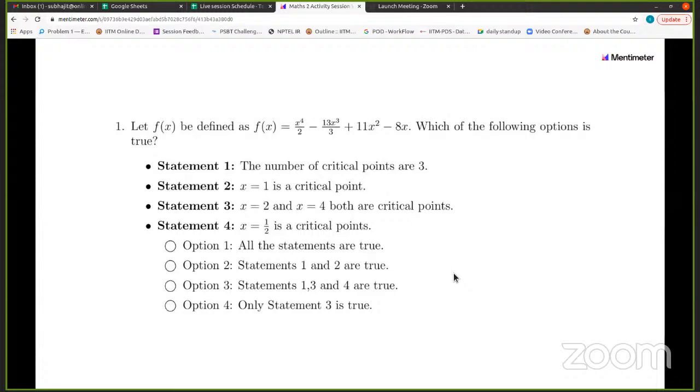Sir, if it will happen in online mode, then how many questions will be there? That depends on the timing of the exam, right? It will be a 45 minutes paper. So maybe 7 to 8 questions. Okay, sir.